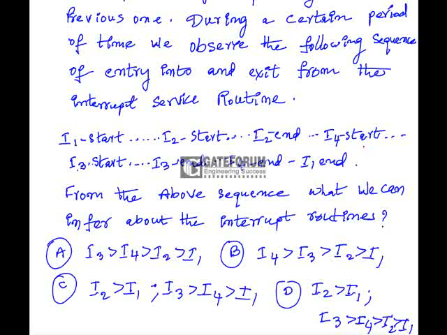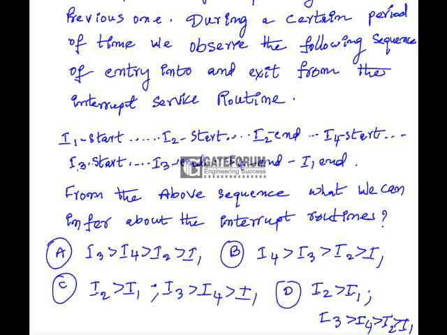After that, I4 finished, because I4 had started before I3. Meanwhile, while you are executing the I4 interrupt service routine, I3 has come and I3 is finished, I4 is also finished. Then finally I1 is finished. That means from the above sequence, what can we infer about the interrupt routines? Option A: I3 is greater than I4 is greater than I2 is greater than I1.